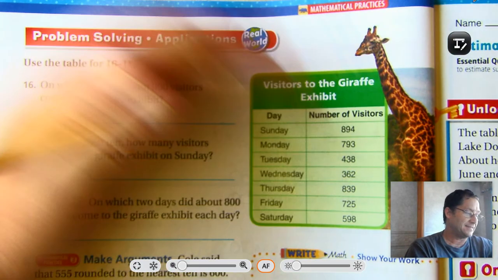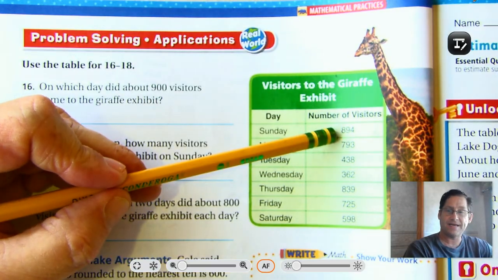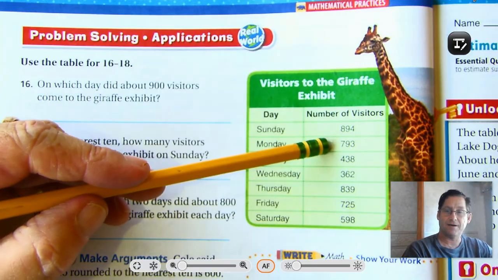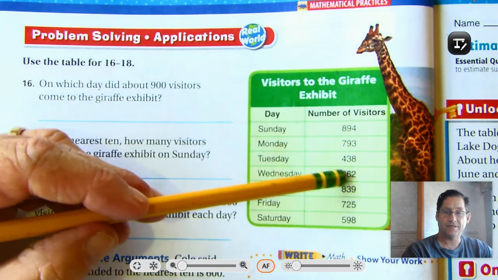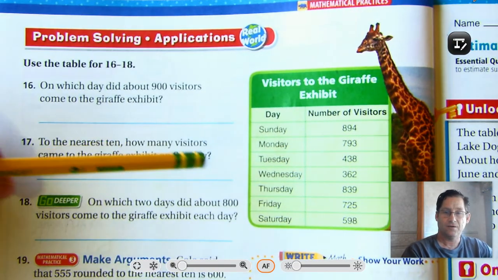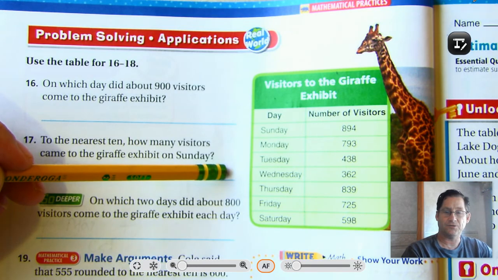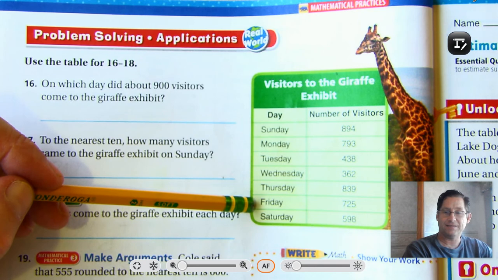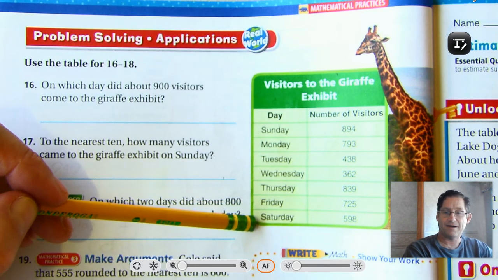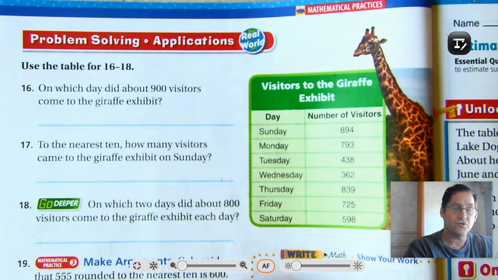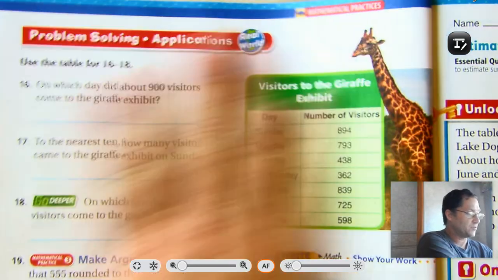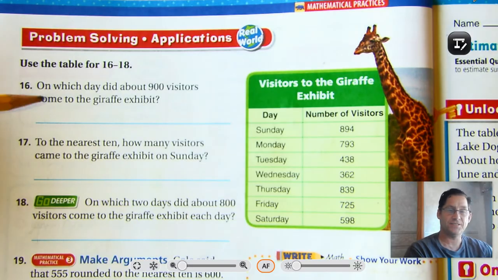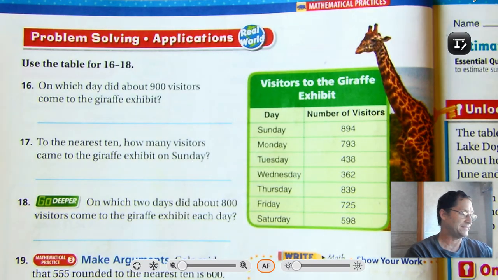And on Sunday, it says that there were 894 visitors. On Monday, 793. Tuesday, 438. Wednesday, 362. Thursday, 839. Friday, 725. And on Saturday, 598. So we're going to use those numbers from this table to answer these questions. So on which day did about 900 visitors come to the giraffe exhibit?